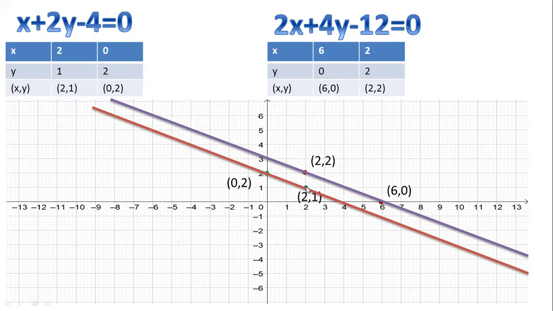Observe the lines. They are parallel. They never intersect at any point. So the two rails are parallel.